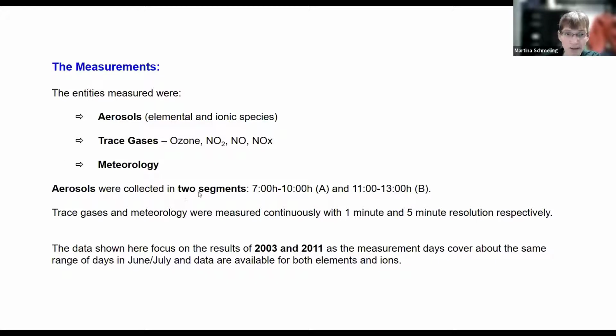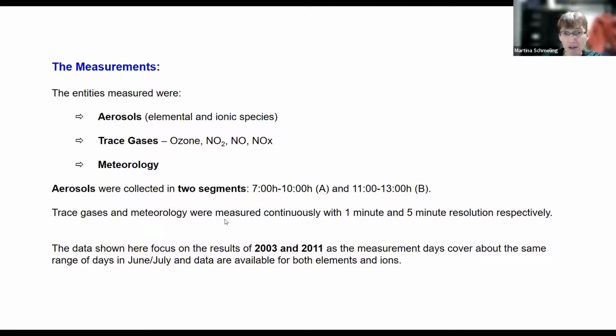The aerosols were collected in 2 segments. As I mentioned, for the elements that were 4 actually, but we lumped those together in order to have the same grid. So they were between 7 and 10 a.m., which I labeled as segment A. Then we did a break in between, in order to let the lake breeze settle if it happens. And then we had a second segment between 11 and 1 p.m. This was mostly done because in the morning we have fewer pollutants, whereas in the afternoon with the lake breeze, we expect more pollutants. The second segment was also called segment B.